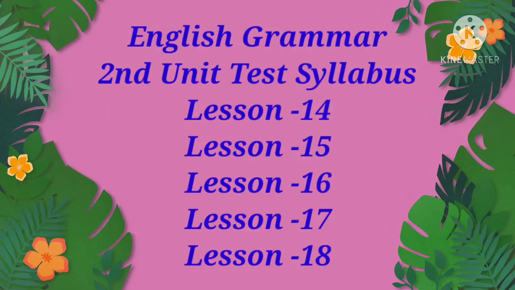Before starting revision, let's have a look at your second unit test syllabus. Here on the screen you can see the second unit test syllabus of English grammar: lesson number 14, 15, 16, 17 and 18. From lesson number 14 to lesson number 18, this is your syllabus for the English grammar second unit test. You have to prepare these chapters.